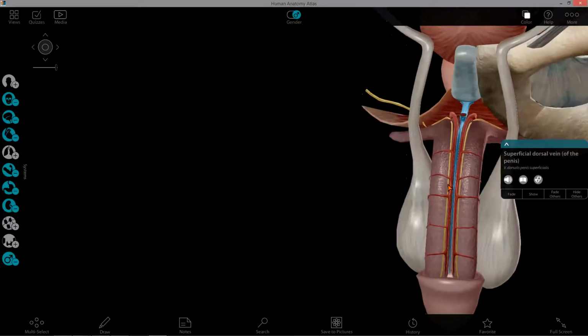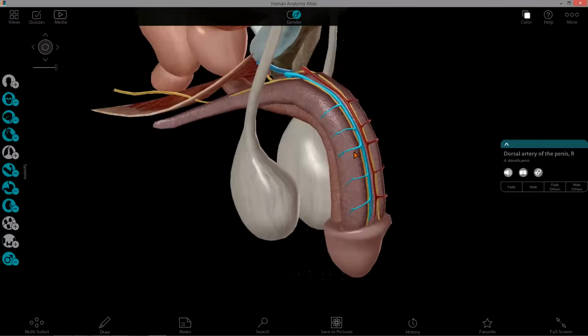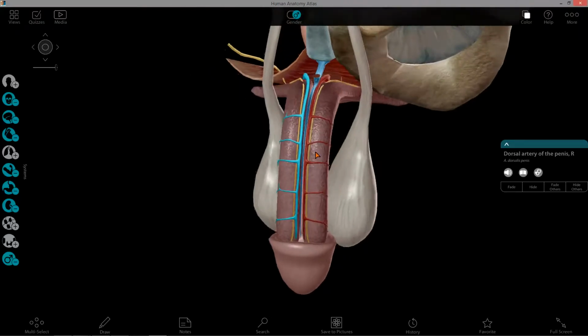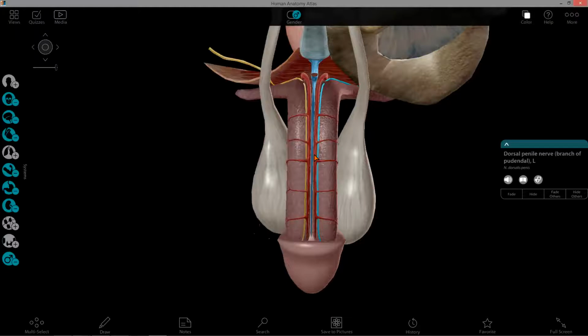And just deep to that is the deep dorsal vein of the penis. Lateral to either side of the dorsal vein of the penis are the dorsal arteries of the penis, which, unlike the vein, are paired and also are continuations of the internal pudendal artery. And then on either side of the dorsal arteries is the dorsal penile nerve, which is the terminal branch of the internal pudendal nerve, which I will go into more detail in Laboratory 2.